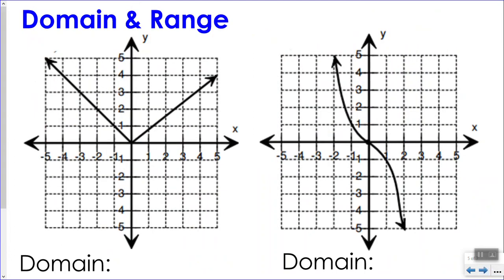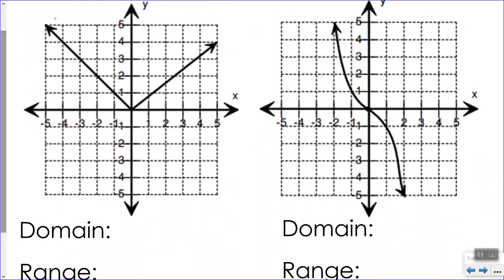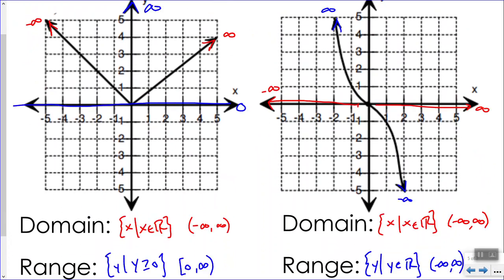Alright, pause the video and see if you can identify the domain and range for each of these functions. Alright, so if we look at our function on the left, for our domain, as this function continues to grow, and this is the absolute value function, that v is going to get wider and wider and wider. So I'm going to hit all of the negative x values and all of the positive x values. So my domain is all real numbers, my interval -infinity to +infinity.